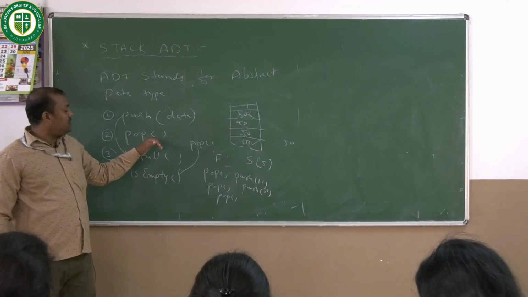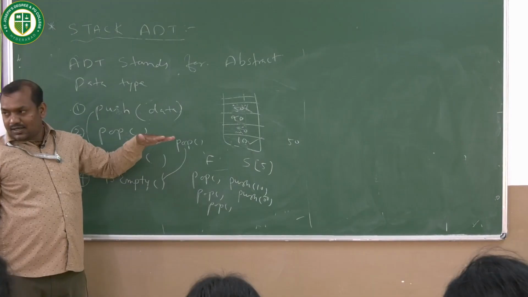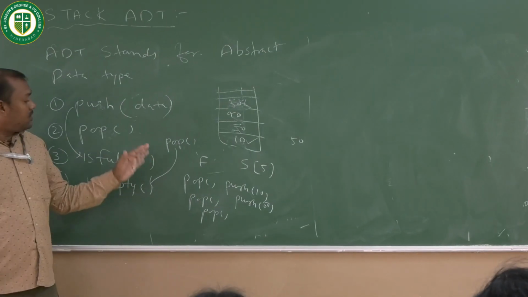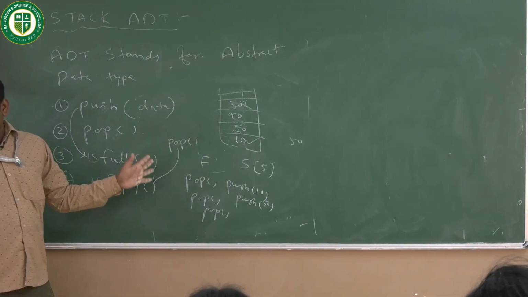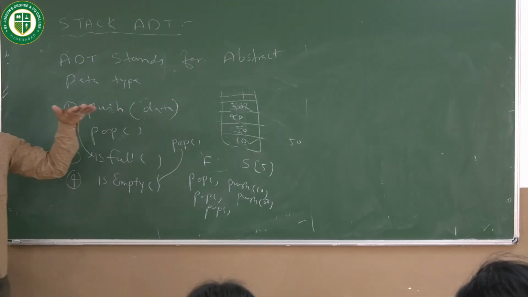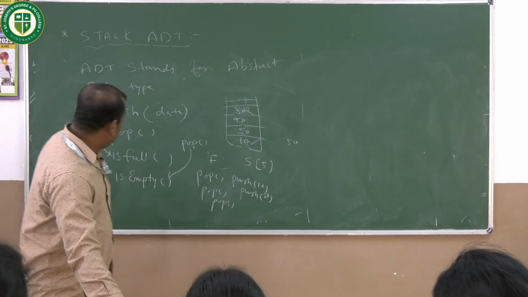Second time when you call this function again, 40 will be removed, right? Then 30, like that it will remove. By using the pop function directly, we cannot delete 10 or 50. So this mechanism is, it follows last in, first out. Okay. Next, this is the function.